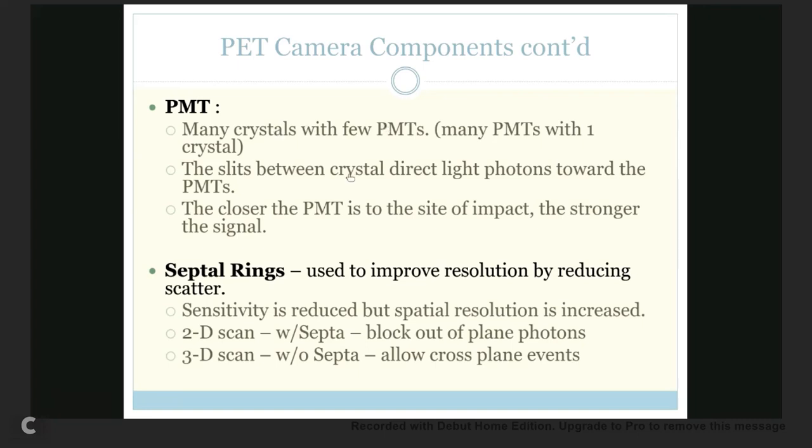The slits between crystals, exactly. See, the slits between crystals direct the light towards the PM tubes. The closer the PM tube is to the site of impact, the stronger the signal. But you guys understand that anyway.